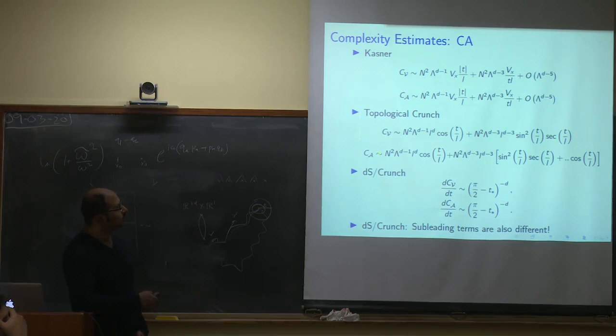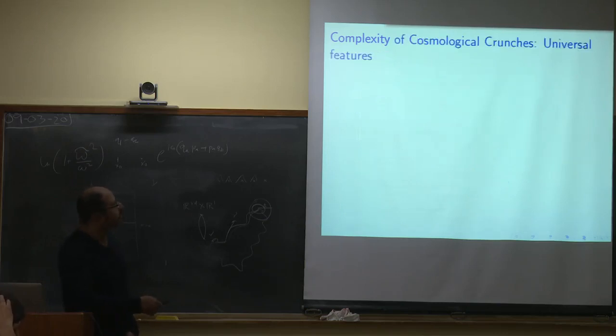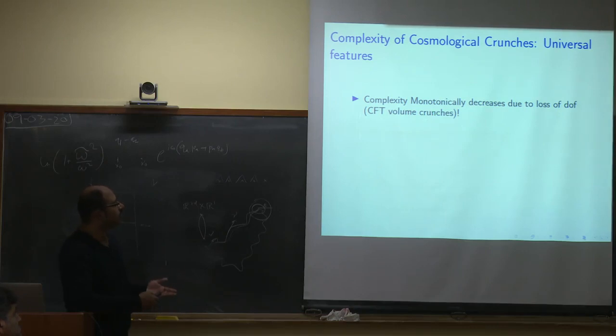However, if you compute CA for the topological crunch, the leading terms are the same, but the subleading terms look slightly different. Then for the dS crunch, this is true from the very first order itself: not only are the subleading terms different, the leading terms are also different. So the lesson we draw is, what are the universal features? Complexity monotonically decreases, and we understand why: the CFT volume crunches, which means there's no degree of freedom left.